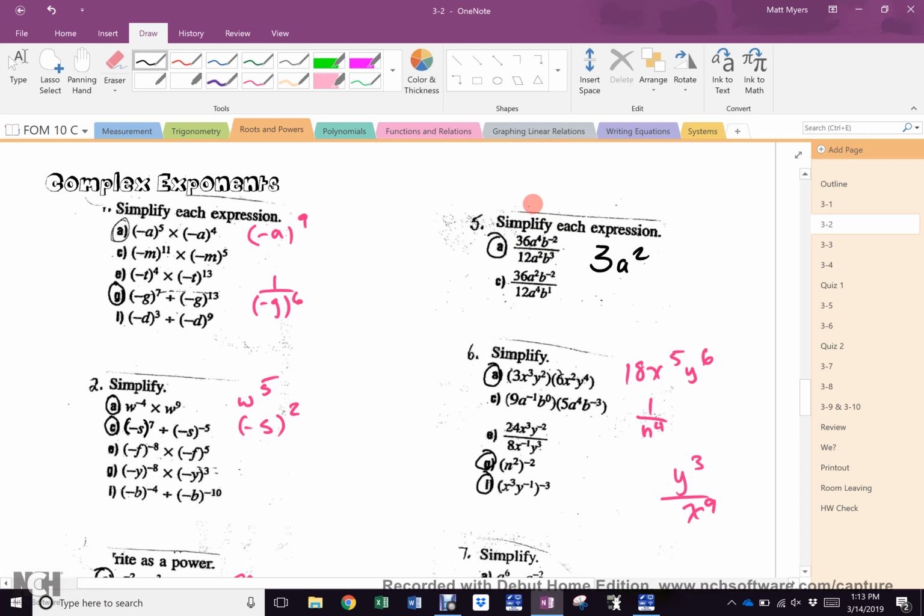And if there was nothing else there, what would you do with negative 2 and 3? Subtract them. What is negative 2 minus 3? Negative 5. That is b to the negative 5. Negative exponents are not allowed, so the negative 5 has to go to the denominator.